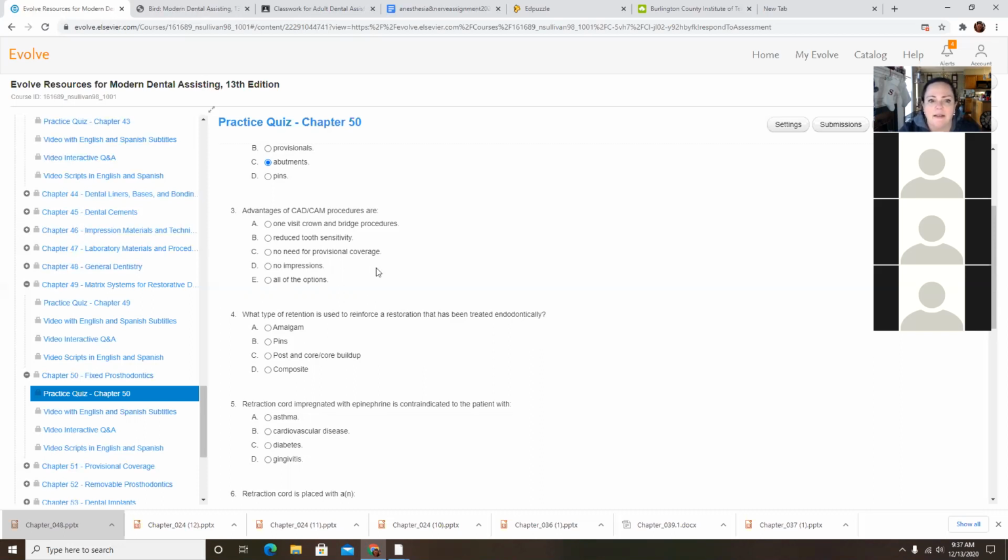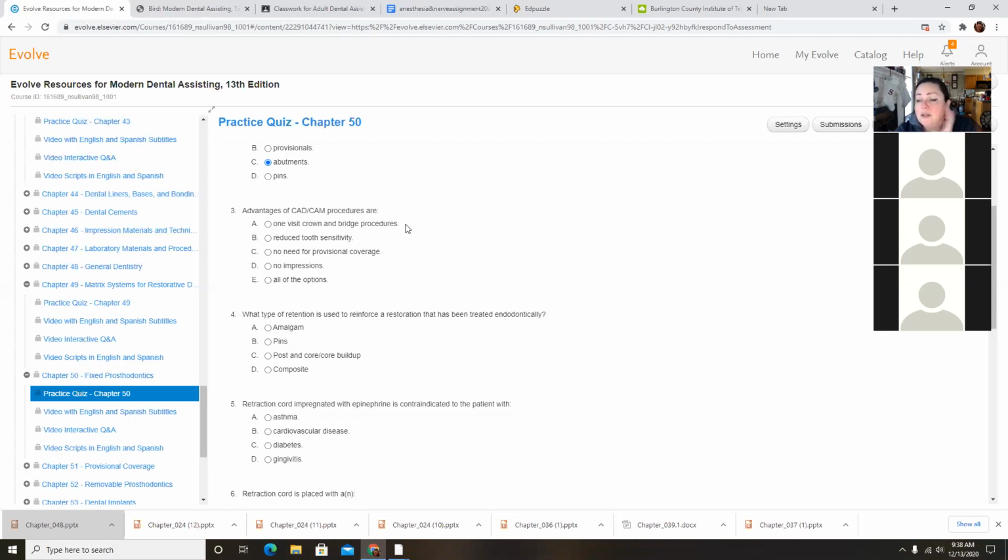Basically, it replaces the final impression of your crown, right? Instead of doing a final impression, you take this final scan and then you don't have to take a final impression. Okay. It could be one visit crown and bridge.